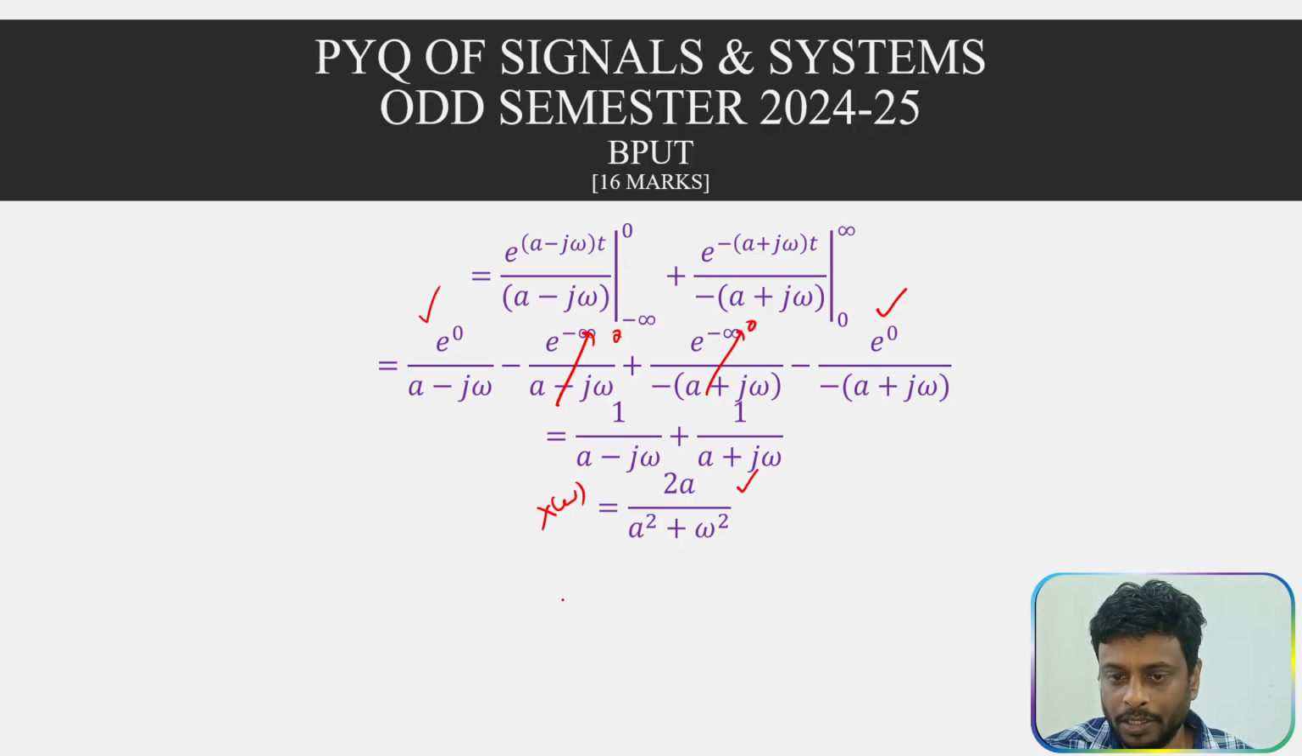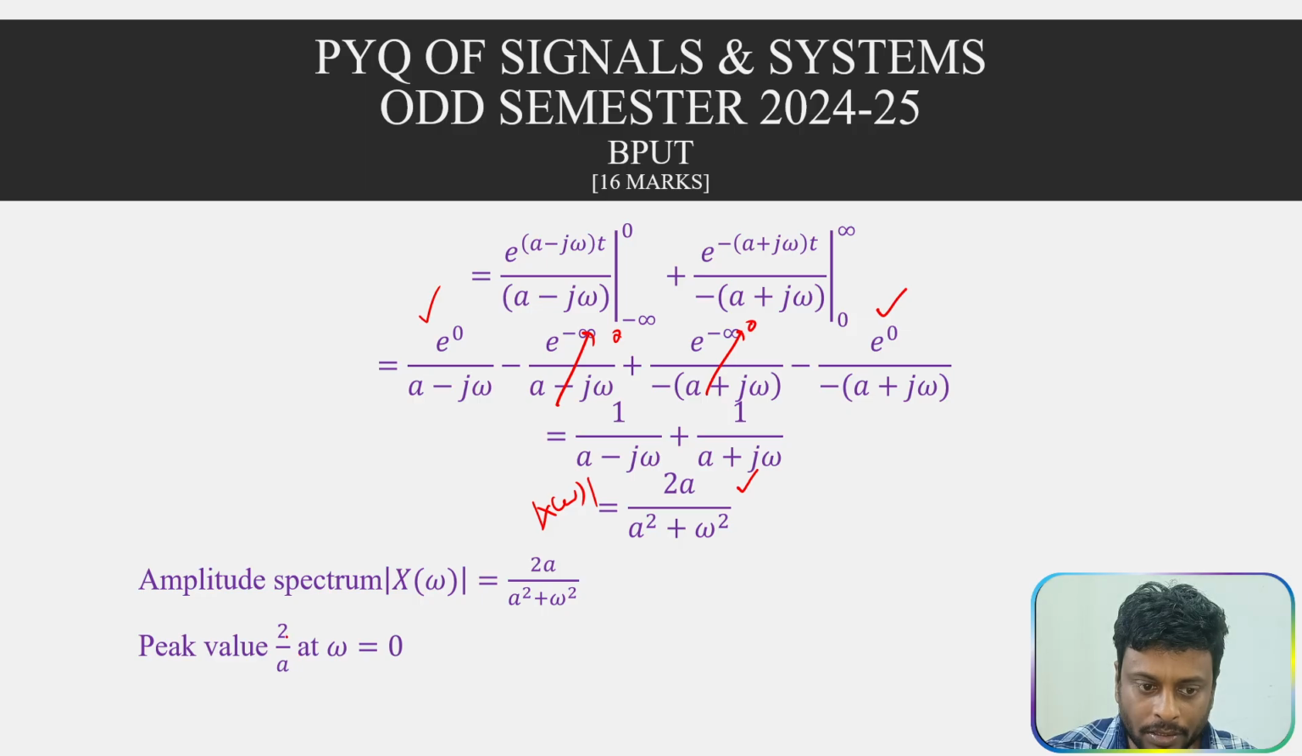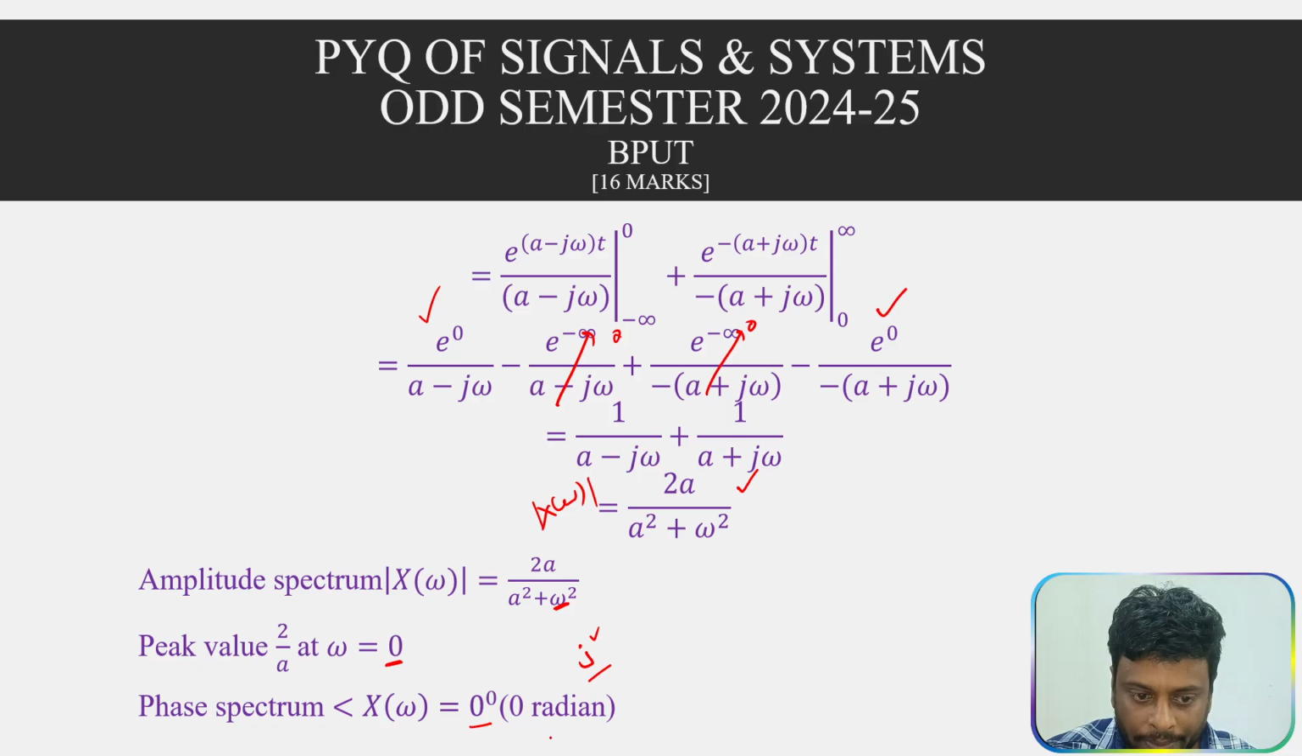Next, you need to draw the amplitude spectrum and the phase spectrum. The amplitude spectrum is the magnitude of x of omega, which is 2a by (a squared plus omega squared), that we have calculated over here. Now the peak value is at omega equal to 0, and the peak value is 2 by a. Next is the phase spectrum. It will be 0 degree because there is no imaginary term, no j term. That is why the phase spectrum is 0 degree.